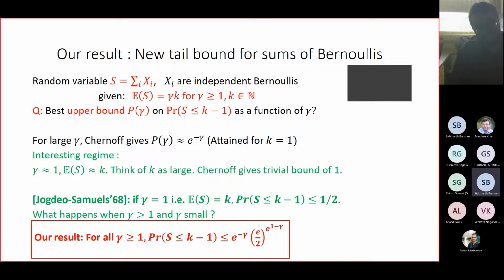Any comments on this bound or this setup? Plenty of time, almost done.